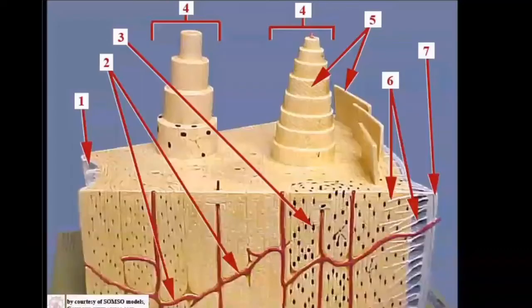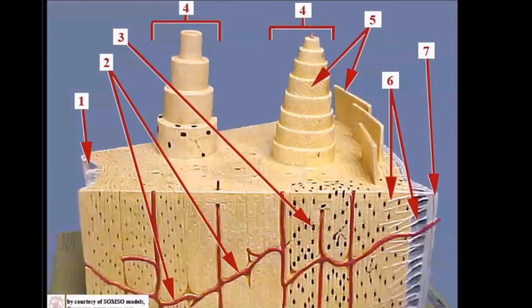This is a model of compact bone, and just to give you an idea of what we're looking at, the wedding cake looking things labeled number 4, those are osteons that have just been stretched out so you can see each concentric lamellae. And number 1 would be the most internal part of the compact bone, where the spongy bone starts, and number 7 is the most outer layer of compact bone.